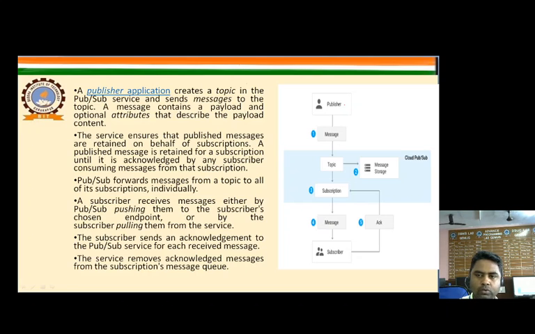So this is the whole step. We have the first step, then second step, then third step, fourth and fifth. So this is our first, this is our second step, this is our third step, this is the fourth, this is the fifth, and this is the last. When the subscriber sends an acknowledgement, the service removes the message from the subscription.